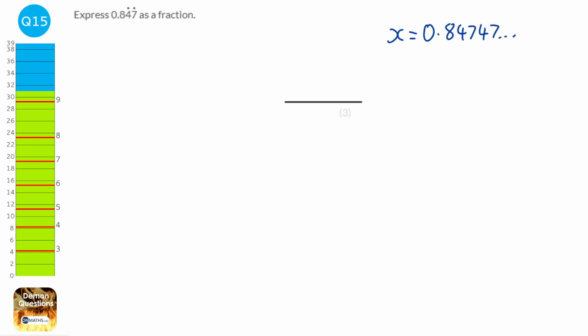So what I'm going to do is find out what 10x is. That's going to be 8.4747. So what I've done is I've just got the recurring pattern after the decimal point. And what I want to do now is bring forward one of the occurrences of the recurring pattern, so the 4 and the 7, just one of them.